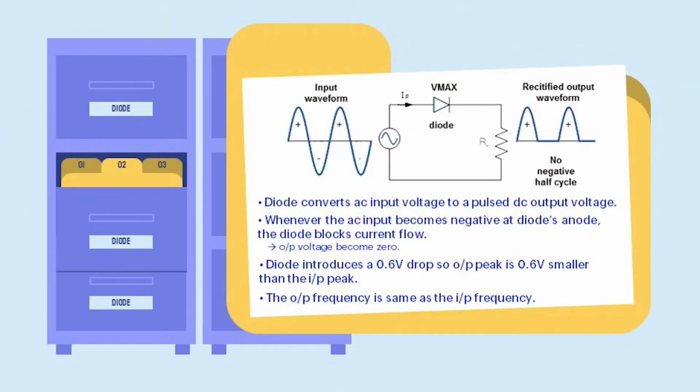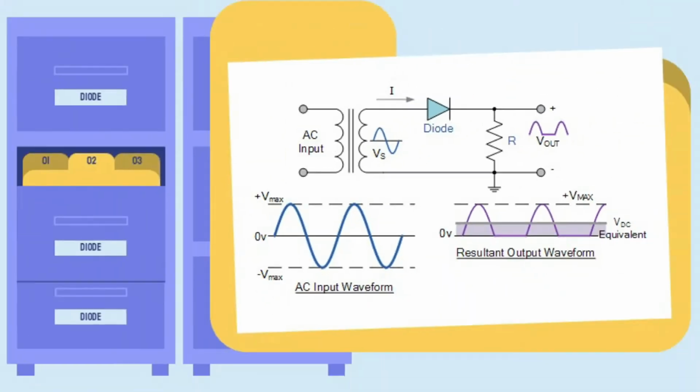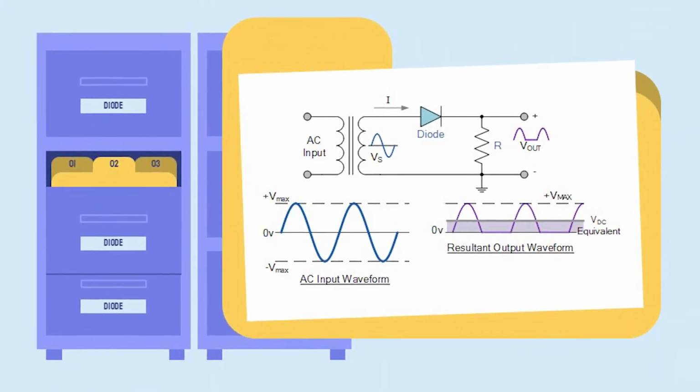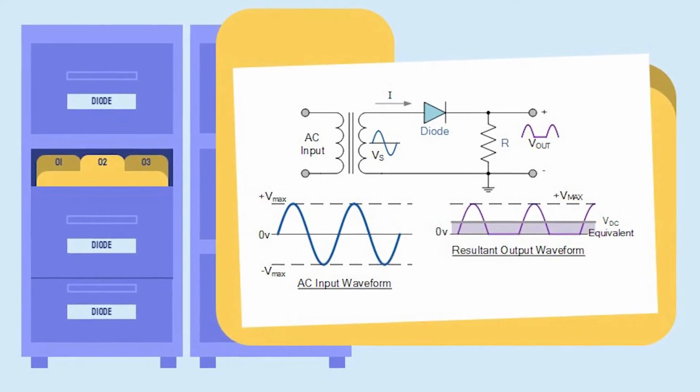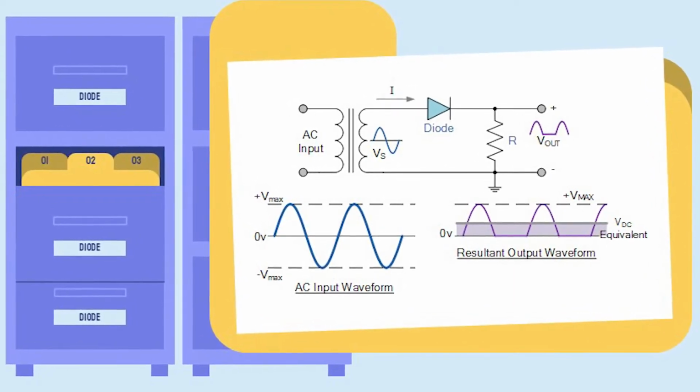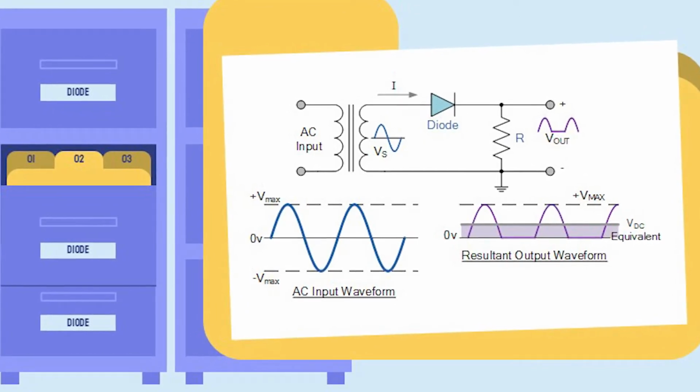A diode converts AC input voltage to a positive DC output voltage. Whenever the AC input becomes negative at the diode's anode, the diode blocks current flow. The diode introduces a 0.6 volt drop, so the OP peak is 0.6 volt smaller than the IP peak. The OP frequency is the same as the IP frequency. The picture shows that the diode converts AC input voltage to a positive DC output voltage, so we can see that the rectified output waveform has no negative half cycle.